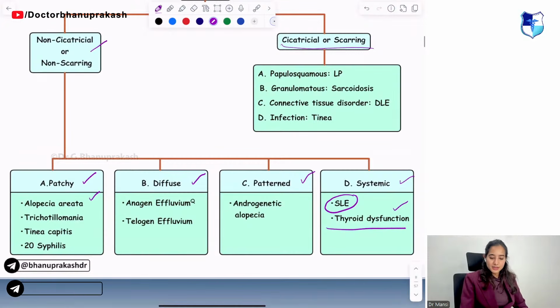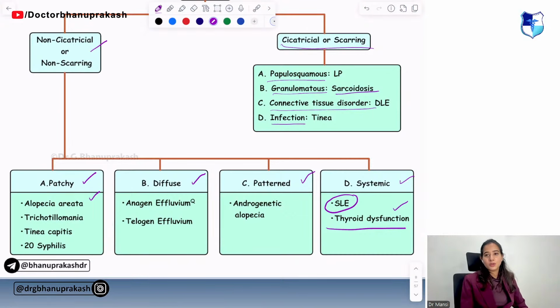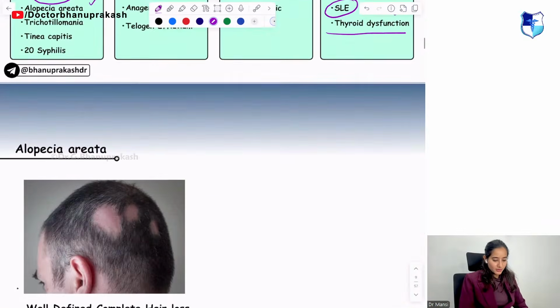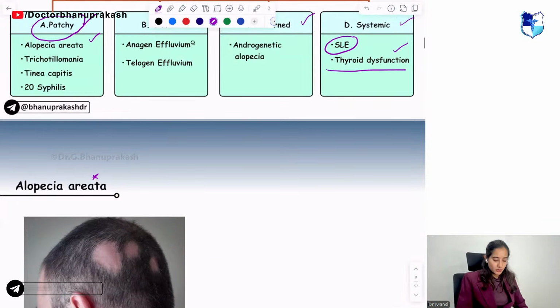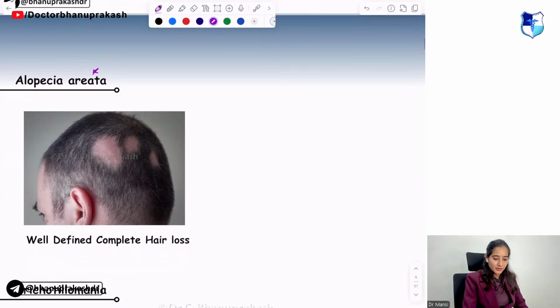Fine. And in cicatricial alopecia, we have papulosquamous type, we have granulomatous, which is in sarcoidosis, we have connective tissue disorder. We'll see them in the systemic diseases when we move ahead. And the infections, like tinea infection, that time also we'll see the scarring alopecia. But for now, let us move towards the non-scarring alopecia. Ready for it? So let us start with alopecia areata.